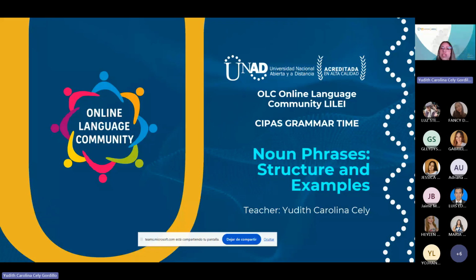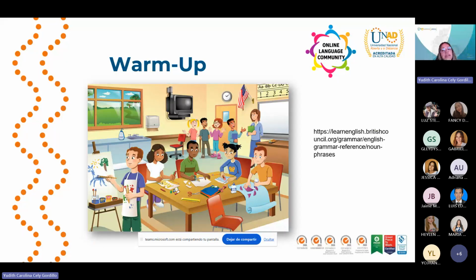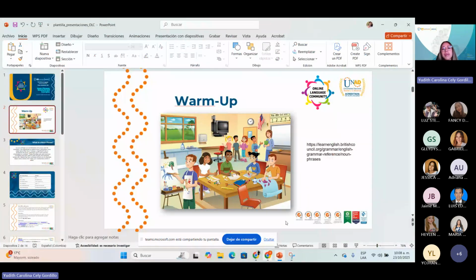My name is Judy Carolina. Today we are going to work on this session. Okay, first we are going to practice. The idea is that you analyze this picture, and you tell me what you can see in this picture: the objects and the people.